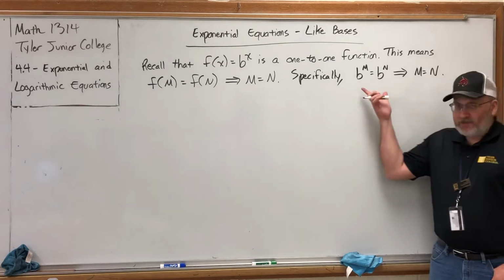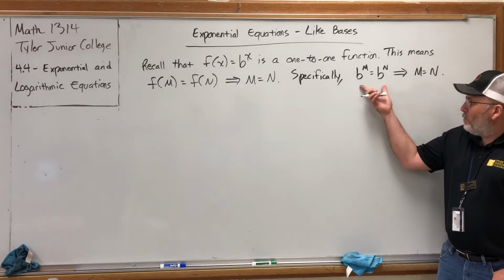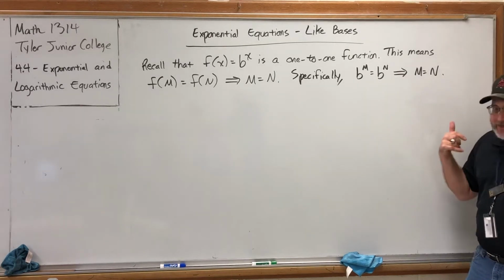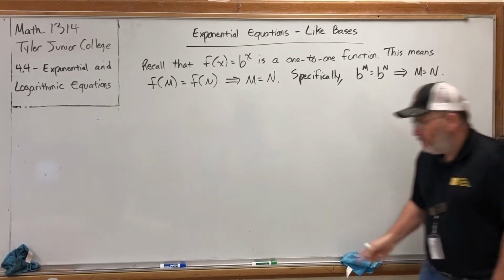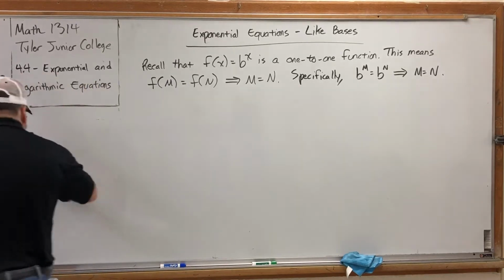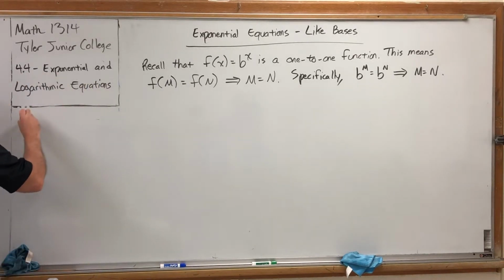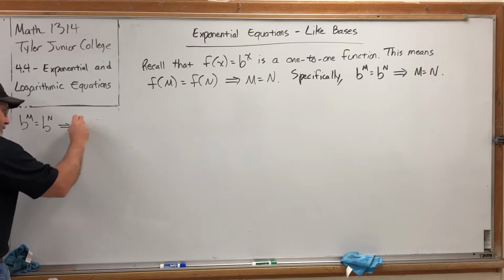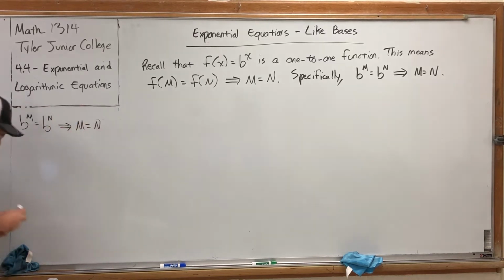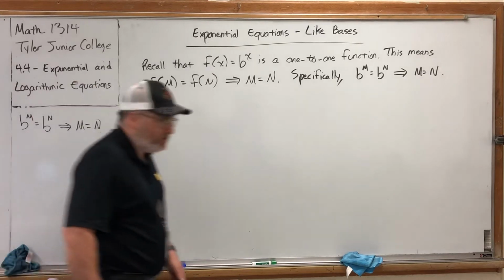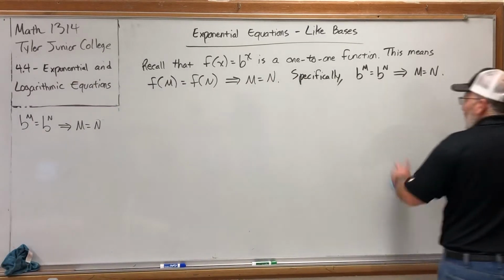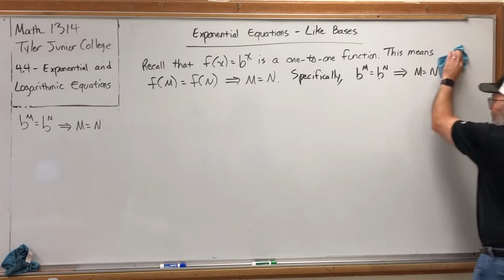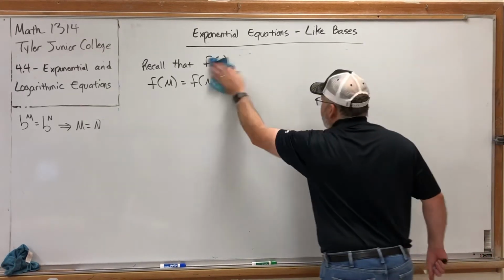If we can get them in this form, same base on both sides with different looking exponents, then we can just equate the exponents and go from there. Let's write down our move over here. b to the M equals b to the N implies M equals N. So what type of equations can we solve using this strategy, that if we see something that looks like this, we can rewrite it like this? I'll have a couple of examples in mind.